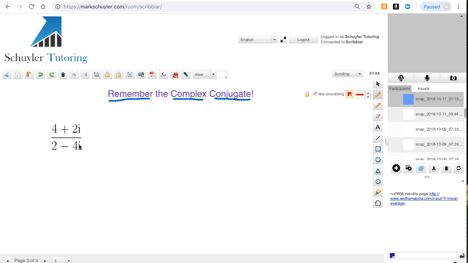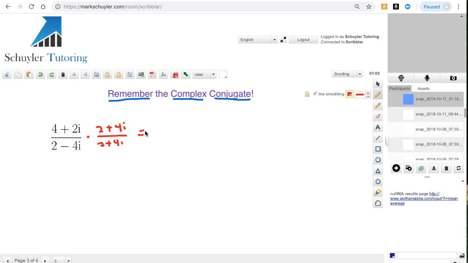Well, if you see i down there, you also have to get to work. But you're going to multiply by the complex conjugate. So you look at the denominator and you multiply by 2 plus 4i over 2 plus 4i. You change the sign. If the denominator had been a positive sign down there, then your complex conjugate would be 2 minus 4i over 2 minus 4i.